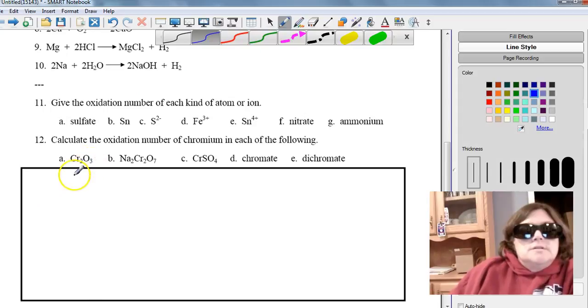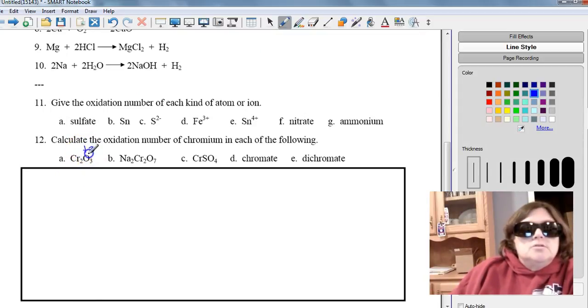Cr2O3. Oxygen is a minus 2 for a minus 6. So chromium has to add up to 6. There's 2 chromiums, each has to be a plus 3.